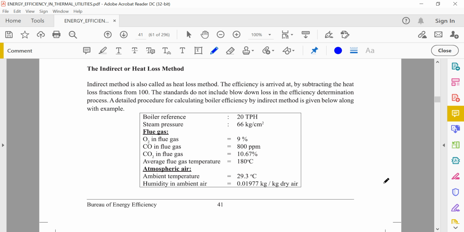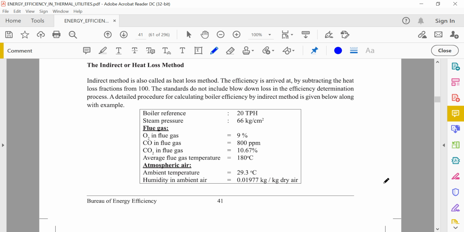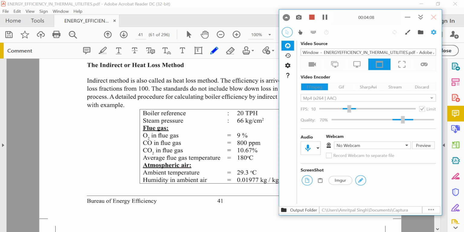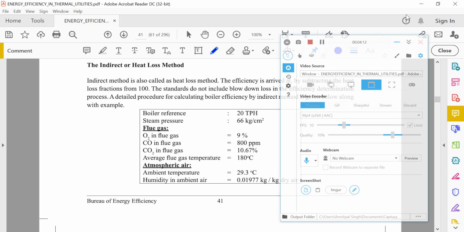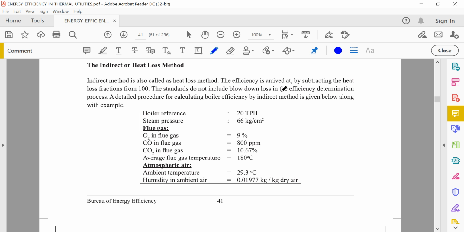Now in the second case, the indirect method, it's also called the heat loss method. It's called the heat loss method because the efficiency is arrived at by subtracting all the heat losses from 100. 100 means we are assuming that the heat input is 100%, and we are subtracting various losses from this figure to calculate the actual efficiency.